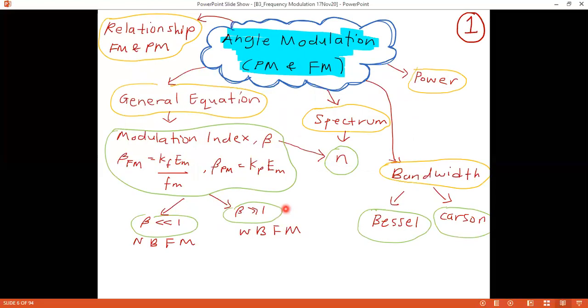For this part one, I'll just give the overview for today's lecture. First we start with the general equation. Angle modulation comprises PM, phase modulation, and also frequency modulation, so in this general equation we learn about both of them: the general equation for FM and PM. In the general equation, even for AM, we have the carrier and information signals and the properties of these two signals, like EC, EM, FC, FM. Similar thing with this general equation. We have also those properties, and we also have the modulation index, beta.